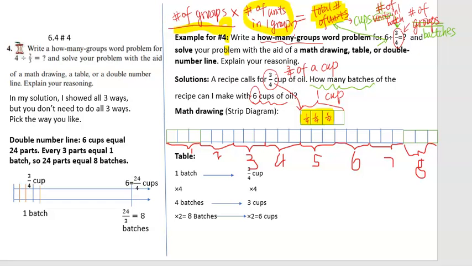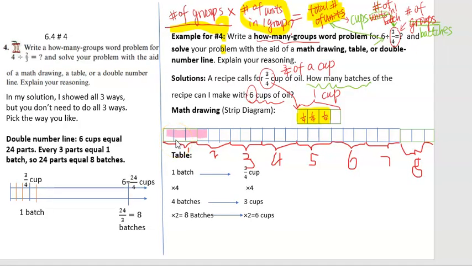So we have 1 cup, 4 units, another cup, and another, and 4 cups. Then 1, 2, 3, 4, 5 cups, and the last 4 parts will be the 6th cup. So 1, 2, 3, 4, 5, 6 cups.